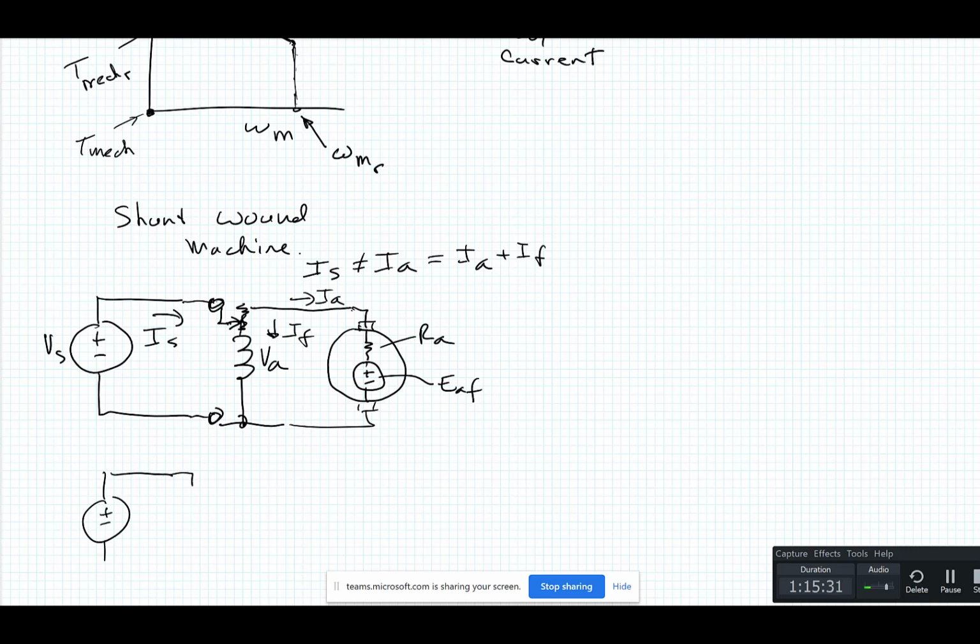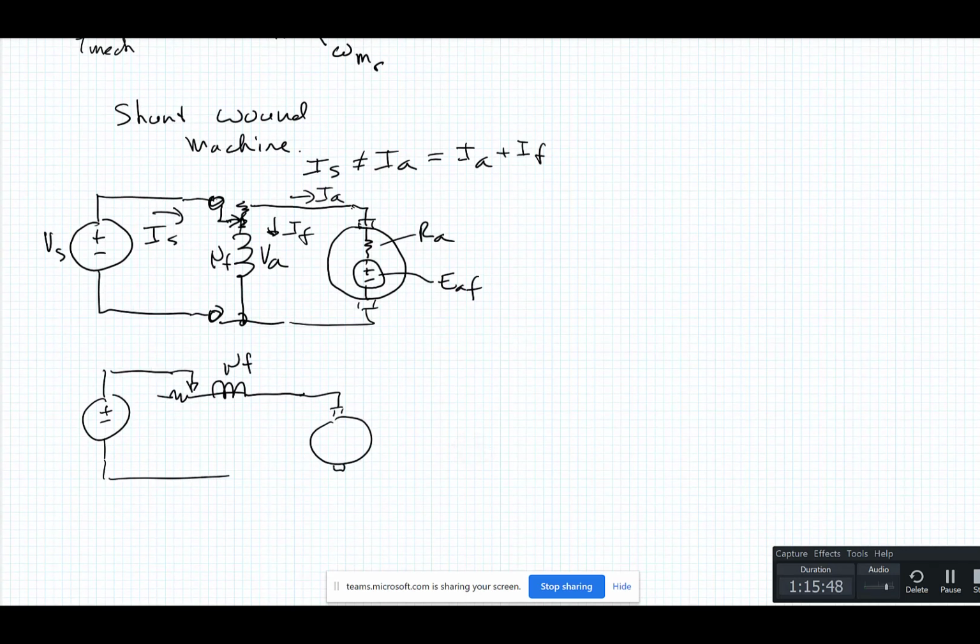Then there's the series wound machine, which is a weird animal by itself. You'd very rarely use one of these, but the field, this is NF, is now in series with the armature. So you've got your RA, you've got your EAF here. This is IA equals IF. So your field current and your armature current are the same with the series wound.